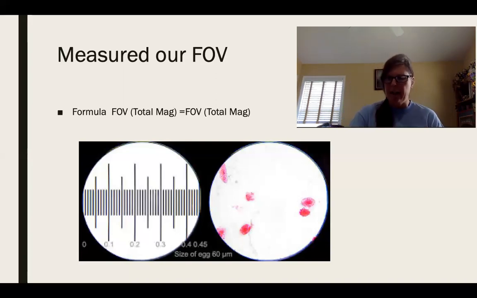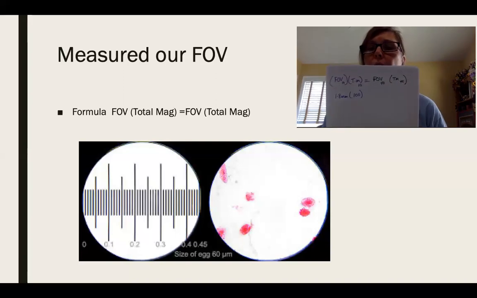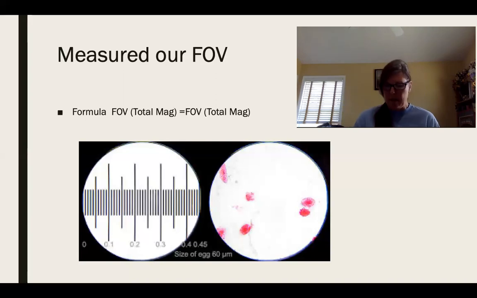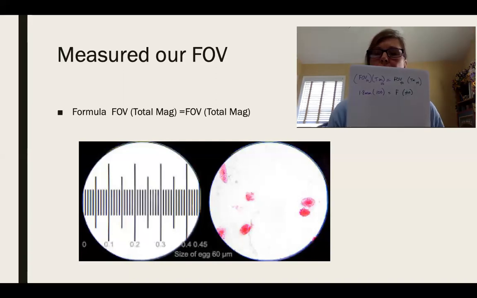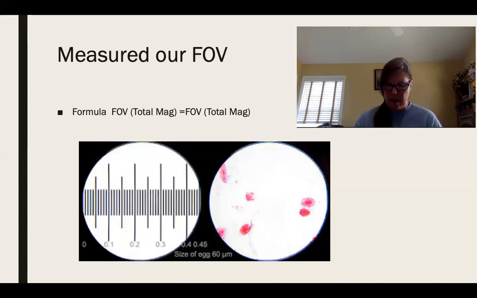Now the other side is going to change a little bit, because I don't want my field of view at my 4x. I want it at my 40x. And I also want my total magnification at my 40x. So my field of view I'm going to keep as my F. That's my unknown. I don't know that. That's what I'm trying to solve for. But my total magnification at 40x is 400. So again, I have a single variable equation, piece of cake. I can solve it.